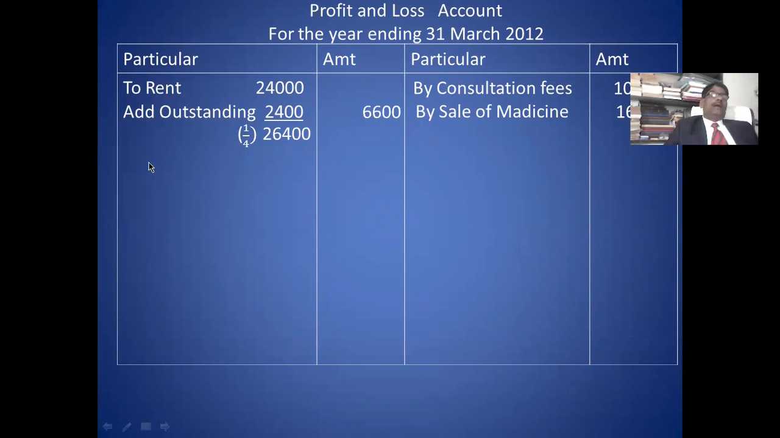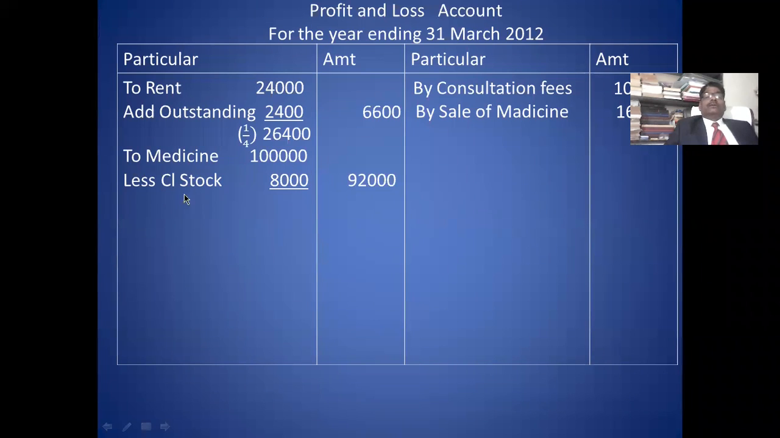Okay. Next is medicine. Medicine is 1 lakh rupee. Out of 1 lakh rupee you deduct closing stock of medicine 8,000. Otherwise you take this 8,000 in the credit side. Both is permitted. 1 lakh rupee medicine you write in the debit side, and closing stock of medicine you write on the credit side. Both is allowable. Okay, 92,000 is the medicine expense.